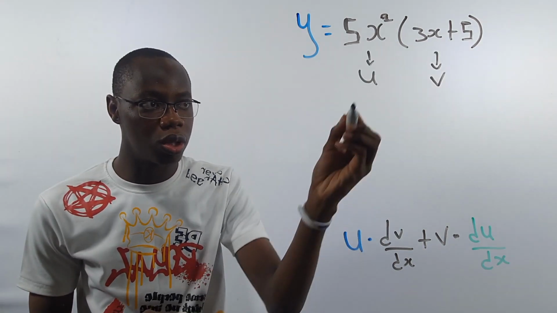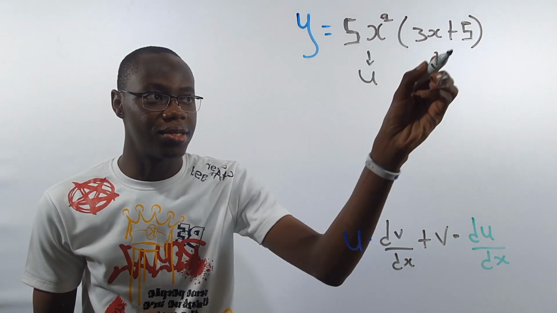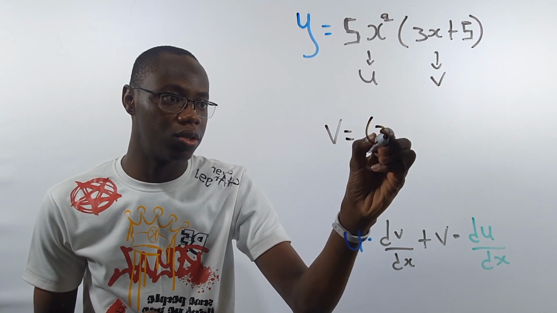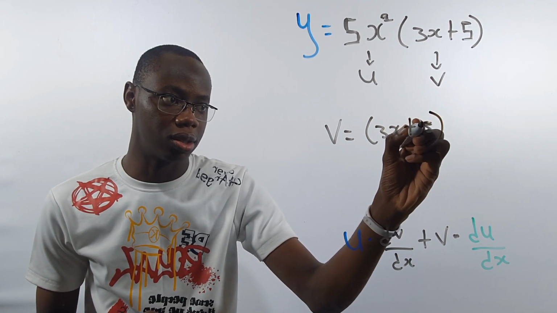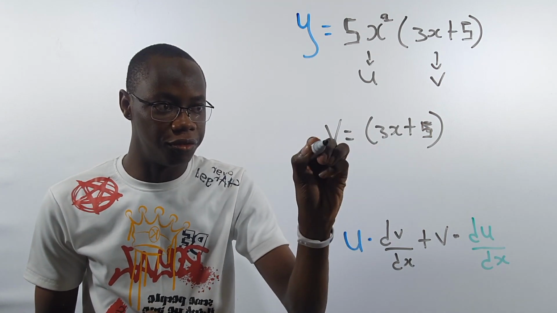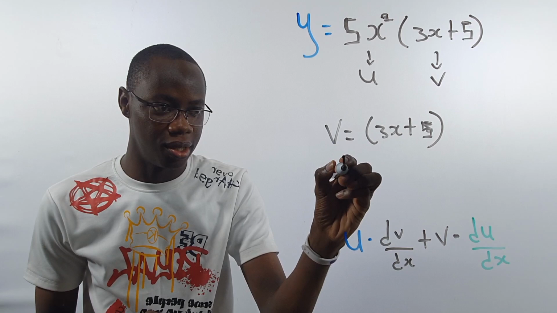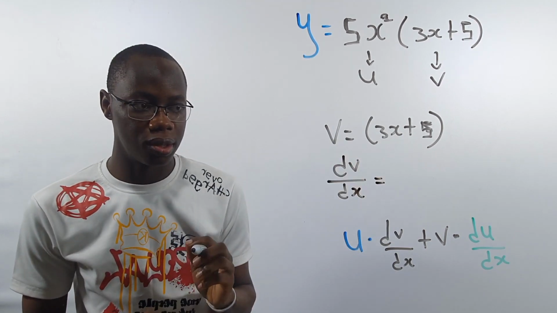We already have u, but what is dv over dx? That is differentiating this part. So let's say v is equal to 3x plus 5, right? This is 5, not s. So now what is dv over dx? Differentiate v with respect to x.